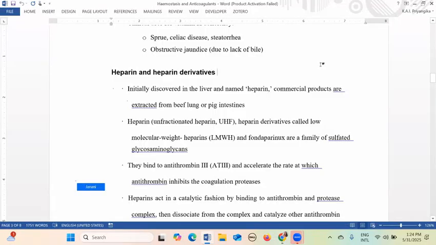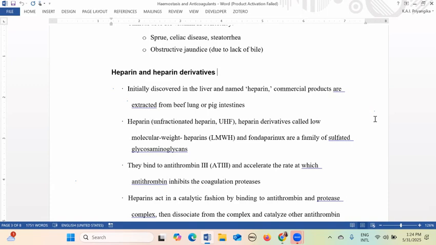So one drug, the first anticoagulant that we are going to discuss is heparin and heparin derivatives. Initially discovered in the liver and named heparin. The liver we call hepatic. So hepa, this term is connected with liver. This compound was at the very first discovered in the liver, so that is why it is named heparin.